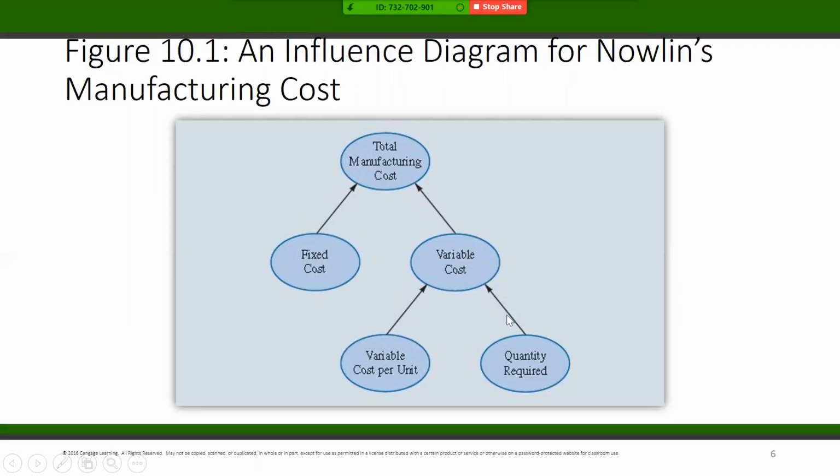So we have all these arrows pointing to the different items. The total manufacturing cost, which is our top part here, depends on fixed cost and variable cost, which in turn depends on the variable cost per unit and the quantity required. So the total manufacturing cost is made up of the fixed cost and the variable cost. Now these variable costs are made up of the variable cost per unit as well as the quantity required. So each one of these lines goes up to a point, and then our final node up here is the total manufacturing cost.